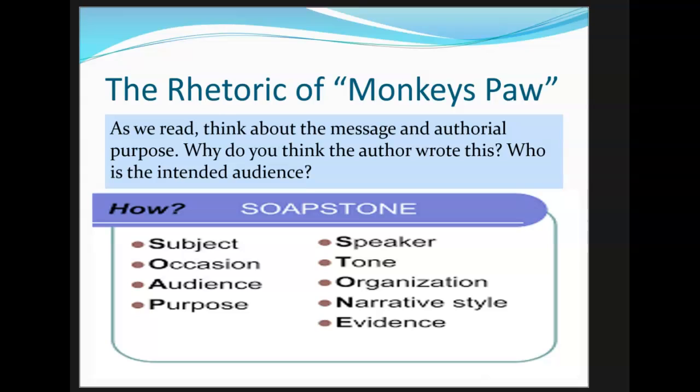The rhetoric of The Monkey's Paw. As we read, think about the message and authorial purpose. Why do you think the author wrote this? Who is the intended audience? Obviously, what's the message? So keep in mind SOAPSTone. If you had me last semester, you'll remember this. Subject, occasion, audience, purpose, speaker, tone, organization. Who's the narrator? Are they reliable or unreliable? Is it first person, third person? And what evidence does the author put forth as well?